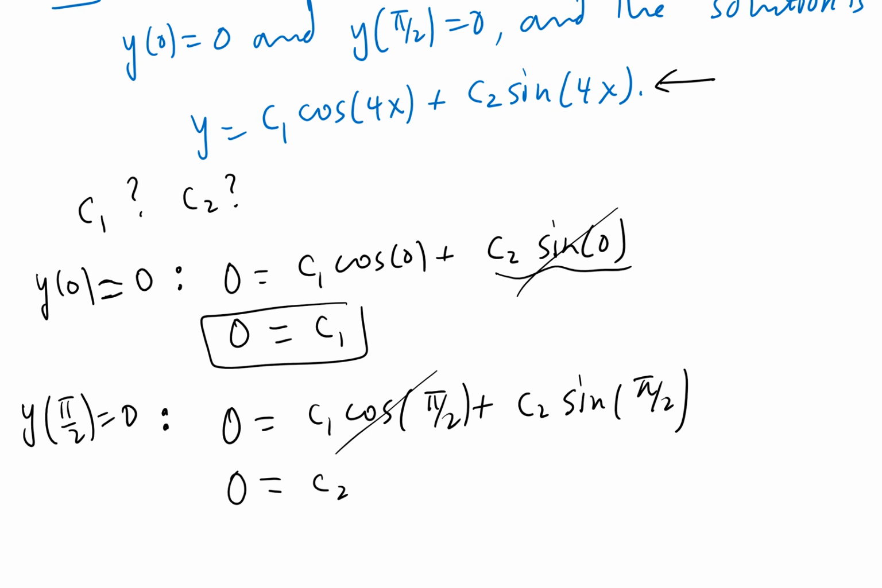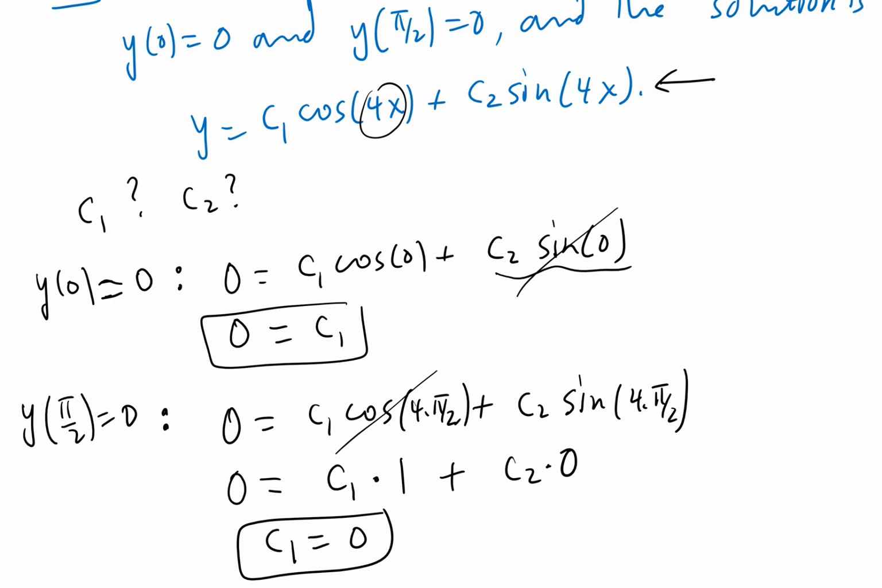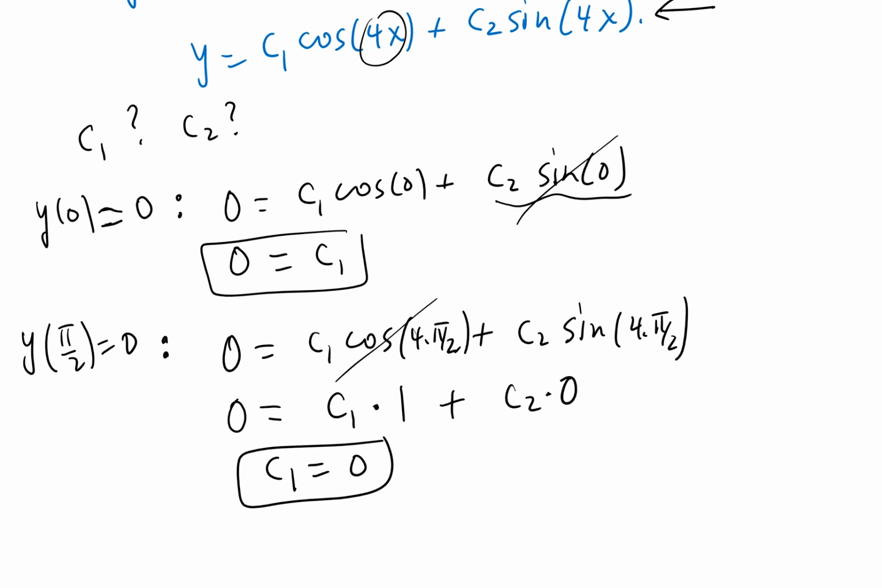Oh, no, wait. It's not pi over 2. We substituted wrong. Because x is pi over 2, but there's 4x in there. So 4 times pi over 2 is 2 pi. Cosine 2 pi is 1. So that's C1 times 1 plus C2 times 0. So again, C1 is 0. So from the two conditions, I got C1 is 0.